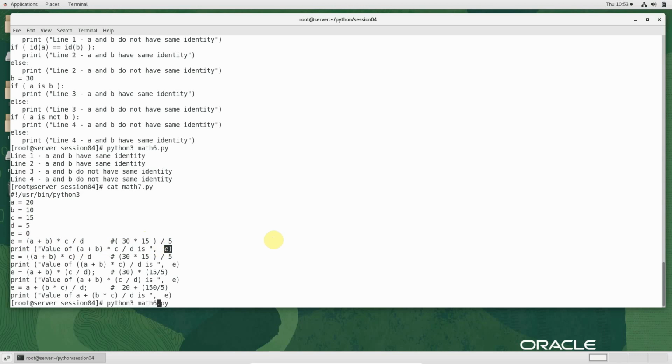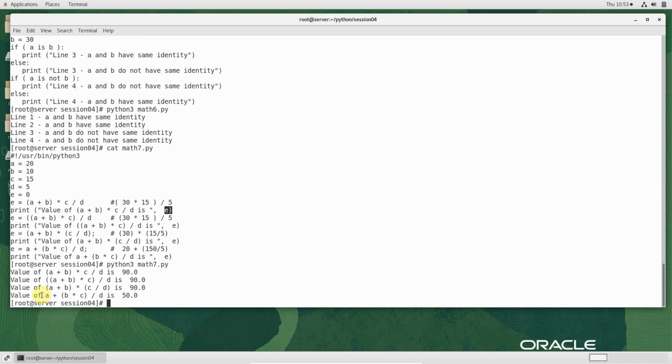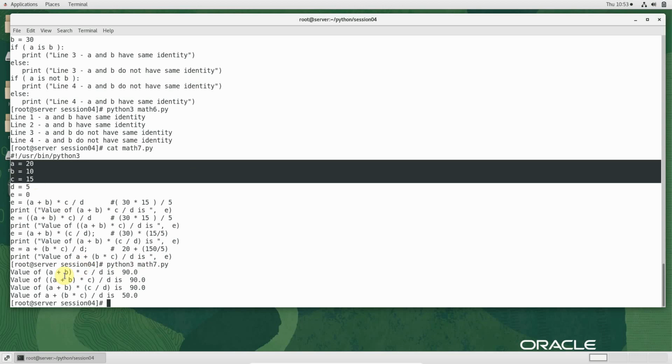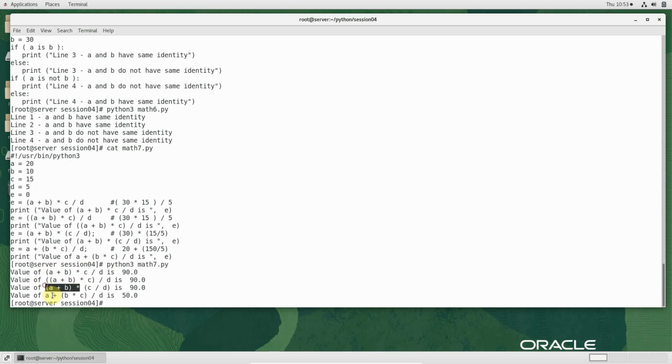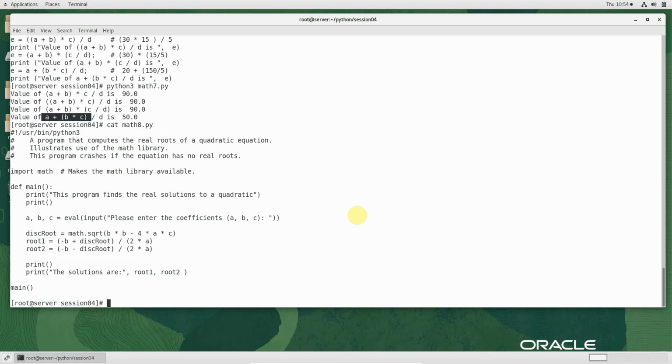So let's try this 7 also. So A plus B multiplied by C divided by D is 90. You can check that value. So these are expressions, normal mathematical expressions. We understand, we love these expressions, pure mathematics, and this is how mathematics works in Python. Let's try the example number 8.